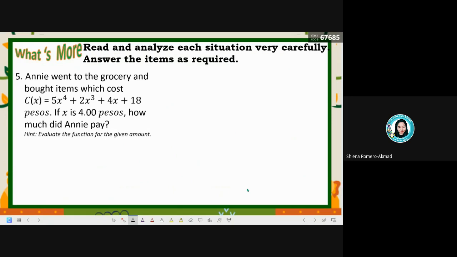Ito naman, Annie went to the grocery and bought items which cost. Polynomial function din yung costing ng items na nabili niya or yung amount ng nabili niya. And if x is 4 pesos, how much did Annie pay? So all we have to do is substitute C of 4 is equal to 5 times 4 raised to 4 plus 2 times 4 cube plus 4 times 4 plus 18.